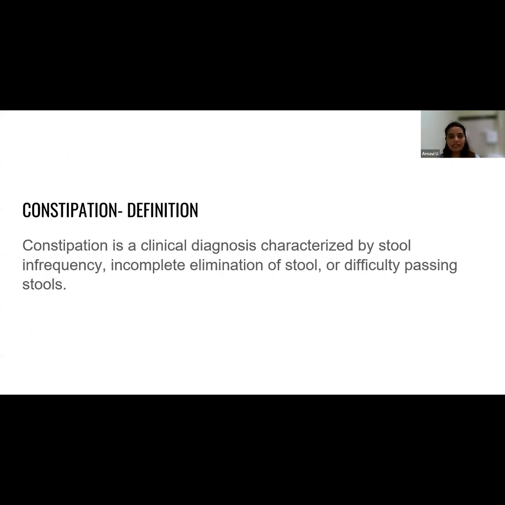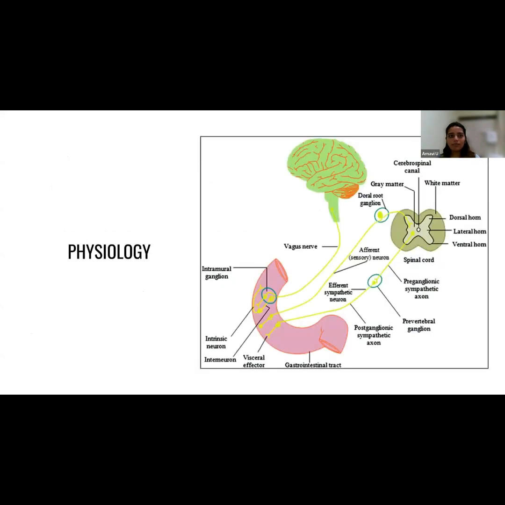So, constipation is defined as a clinical diagnosis characterized by stool infrequency, incomplete elimination of the stool, or difficulty in passing the stools. So, the physiology of normal bowel movements: mainly there are two kinds of innervation to the gut, which are the extrinsic innervation and the intrinsic innervation.